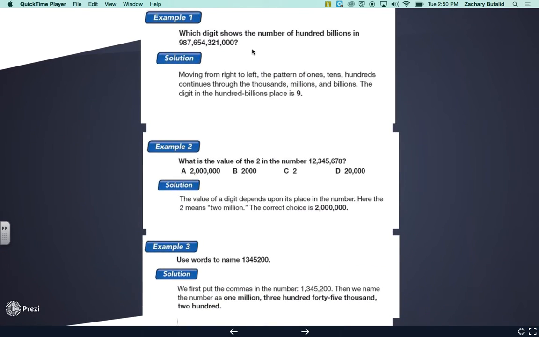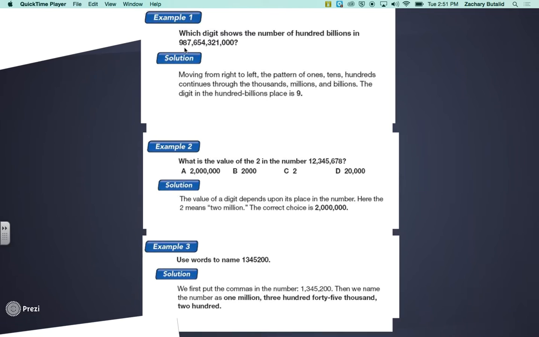Remember, it's a pattern. This is the thousands, millions, billions, comma. So if we're looking in the billions, we have to look on this side of the comma. All right, and then remember the pattern of ones, tens, hundreds. So this is the billions, 1 billion, 10 billion, 100 billion. So this digit 9 would be 900 billion.